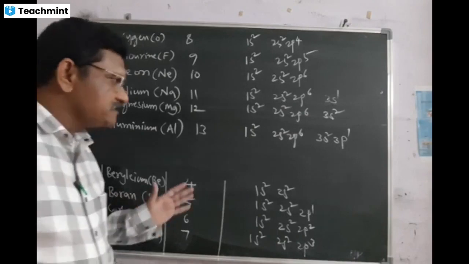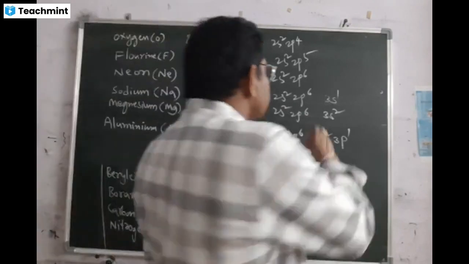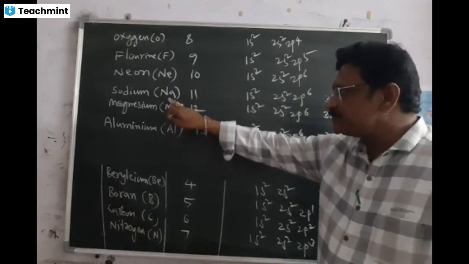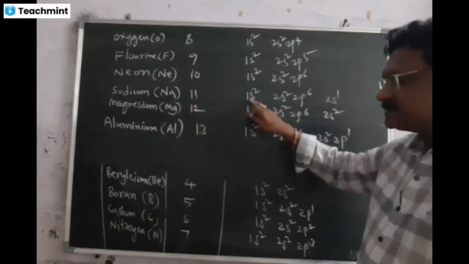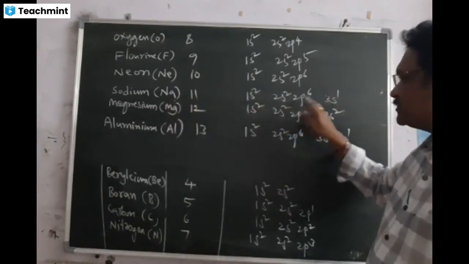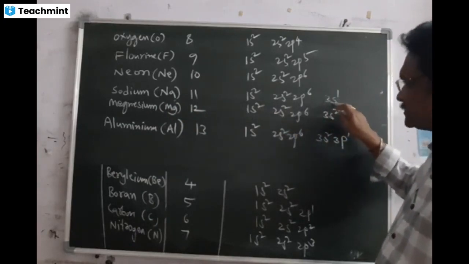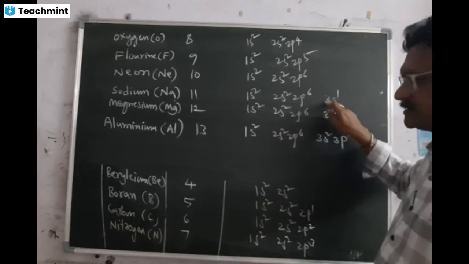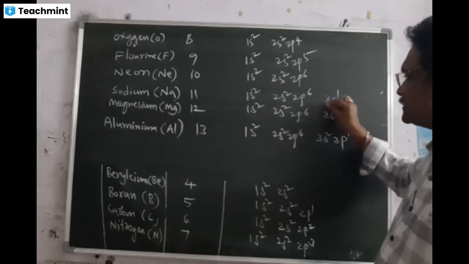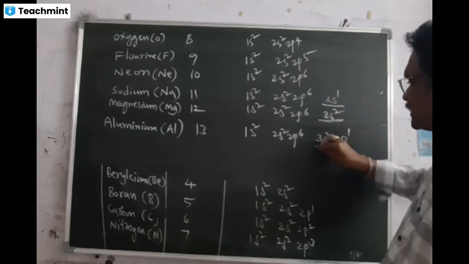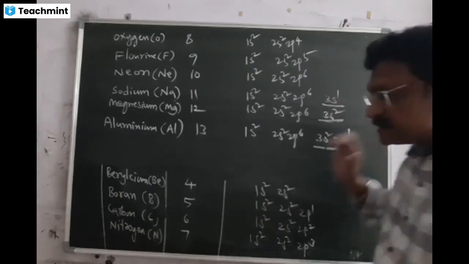See here, students, you have to remember the last configuration. For example, from sodium, try to observe what happens. The first cell is over, the second cell is over, then the electron goes into the third cell. So here the last cell is the third cell. Last cell means third cell. What is the last cell called?